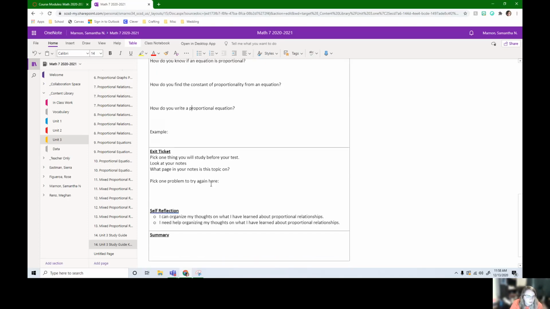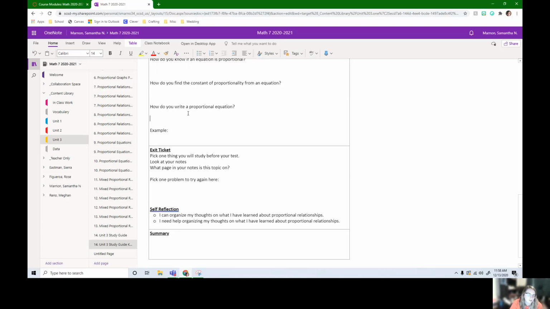How do you write a proportional equation? I think this is going to be one of the harder ones. For your exit ticket, it says pick one thing you will study before your test. I know a lot of us have problems with proportional equations, so maybe you say, I need to study how to write a proportional equation. It says, what page in your notes is this topic on? I could pick page 9, 10, or even one of these review pages.